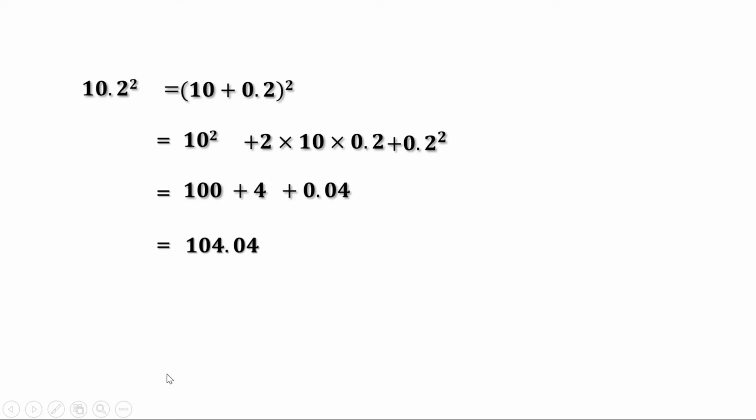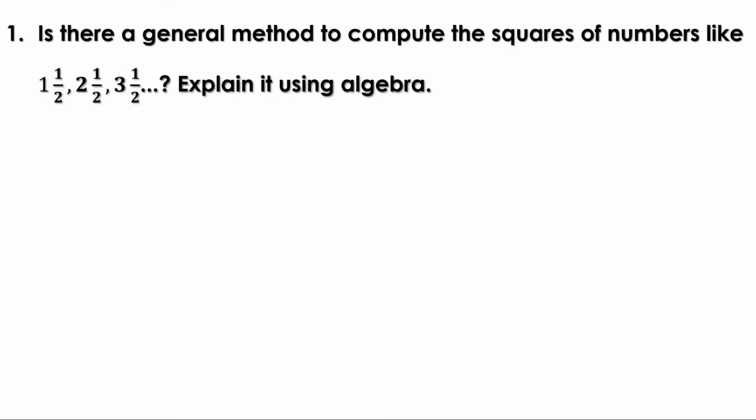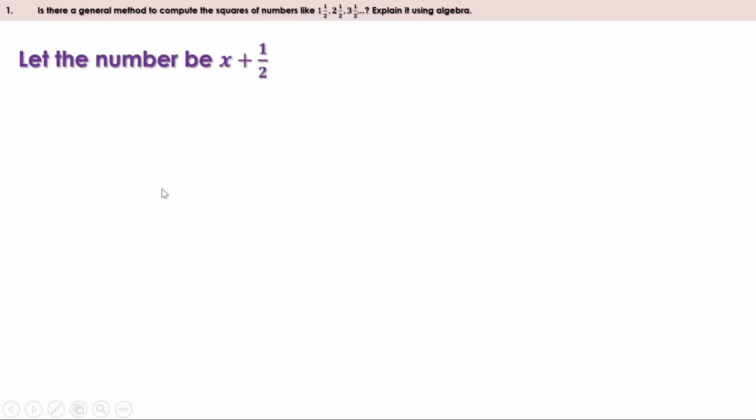Today let us do the problems on page 74. First problem. Is there a general method to compute the squares of numbers like 1 and a half, 2 and a half, 3 and a half, etc.? Explain it using algebra. 1 and a half means 1 + 1/2. 2 and a half means 2 + 1/2. 3 and a half means 3 + 1/2. So generally we can take x + 1/2. Let the number be x + 1/2.